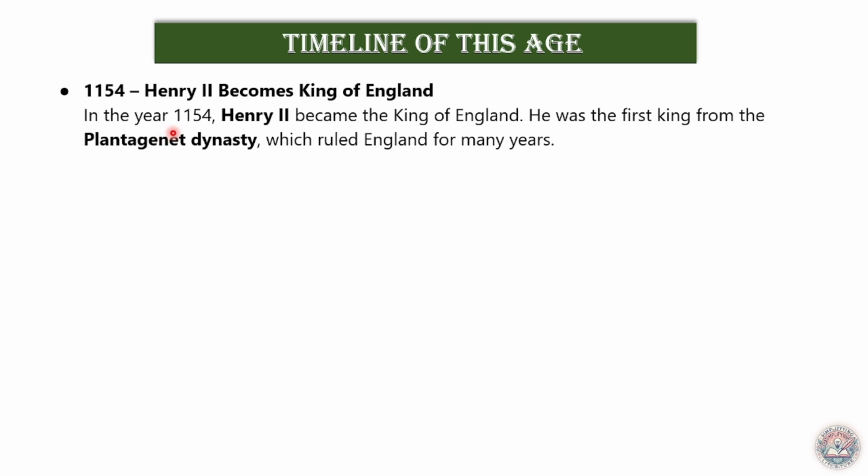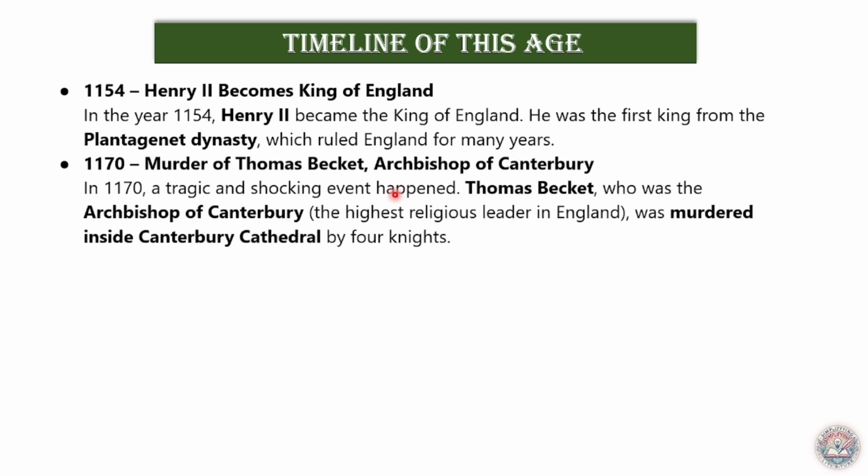In 1154, Henry II becomes king. He is the first ruler from the Plantagenet dynasty, which ruled England for many years. Then in 1170, a shocking incident happened. Thomas Becket, the Archbishop of Canterbury, is murdered inside Canterbury Cathedral by a group of four knights. The Archbishop of Canterbury was the highest religious leader in England.